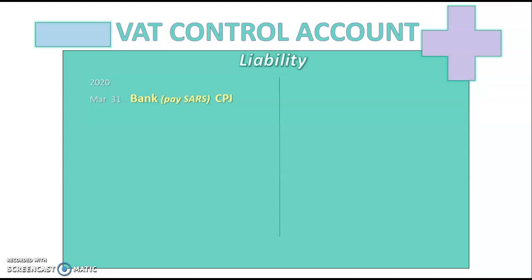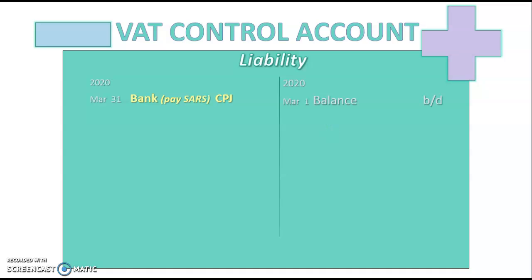Let's look at one last final one, and this is when you decide to pay some of your VAT. Every 2 months, you pay this. And what happens then is your liability will decrease and bank will be credited, CPJ, and the liability will be debited. And that's it for now.